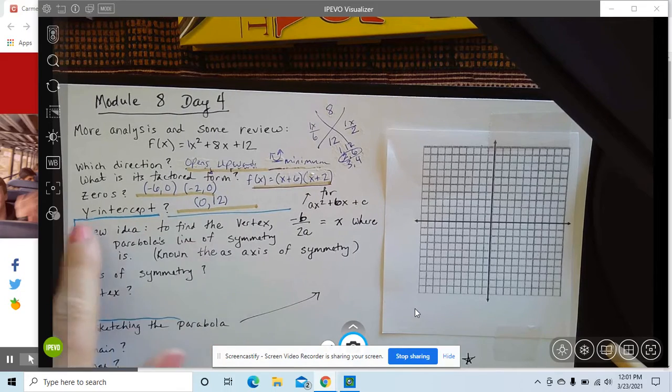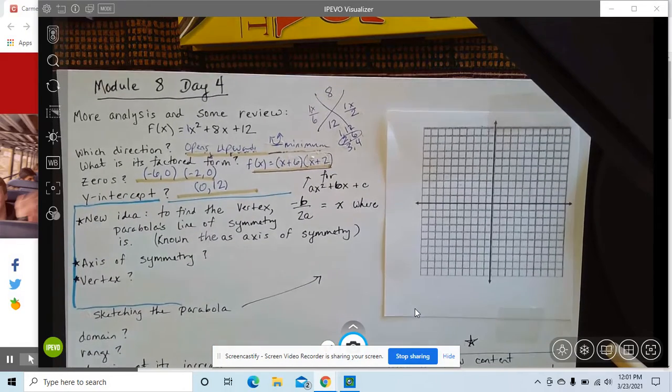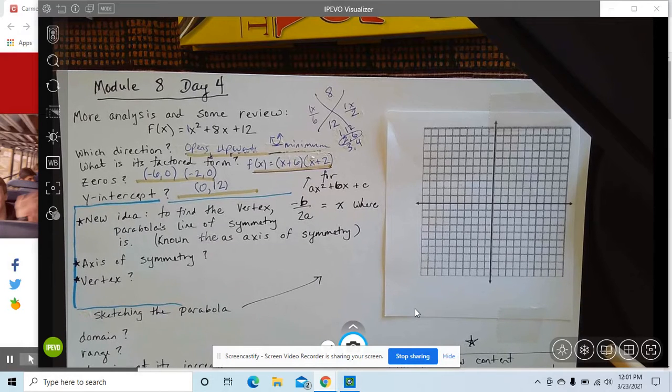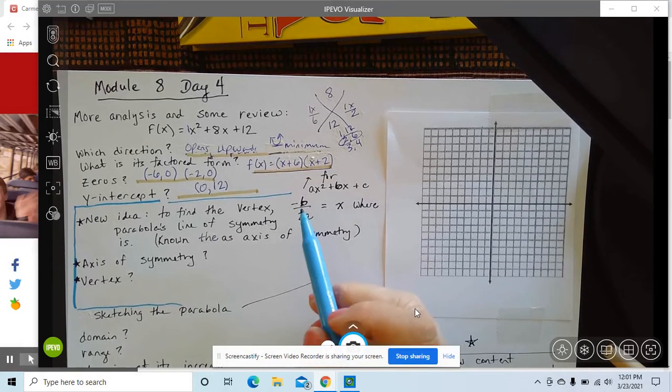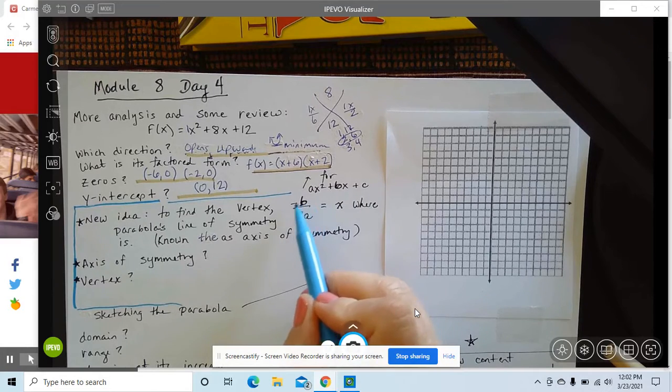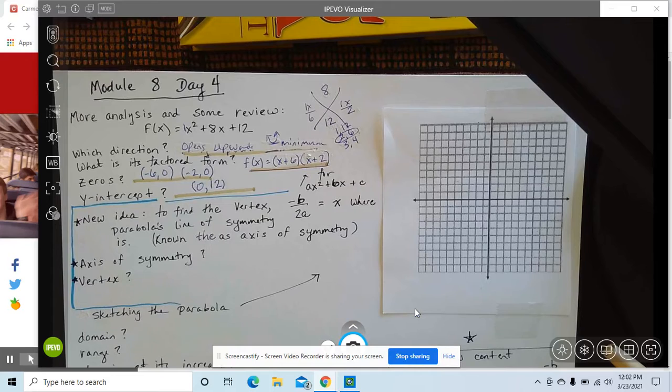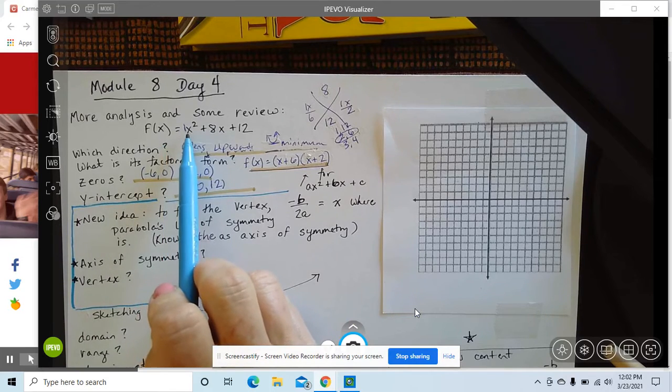Now comes the new stuff, which I've got this little blue pen here. To find the vertex, first we are going to find the axis of symmetry. And as I had down there in the formula box, negative b over 2a is the formula you use. In the original, a is 1.